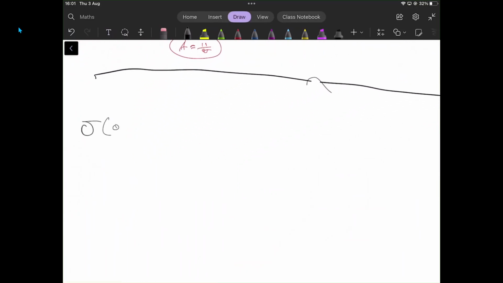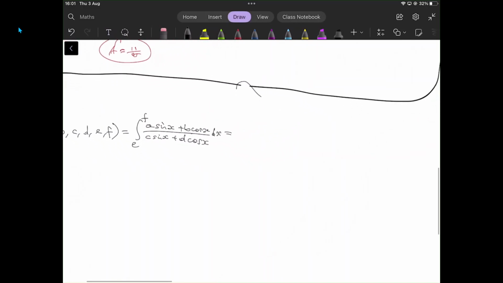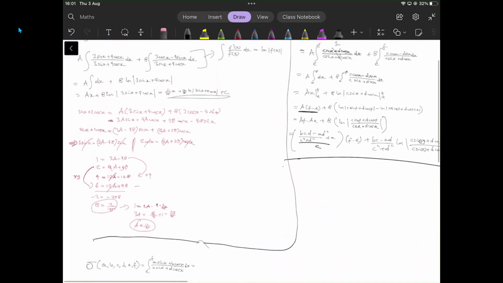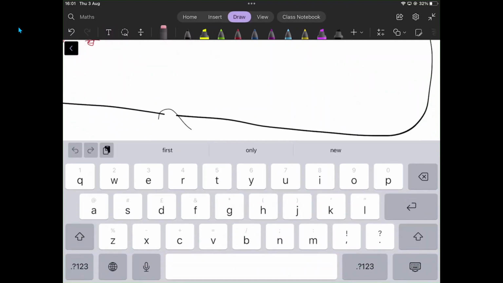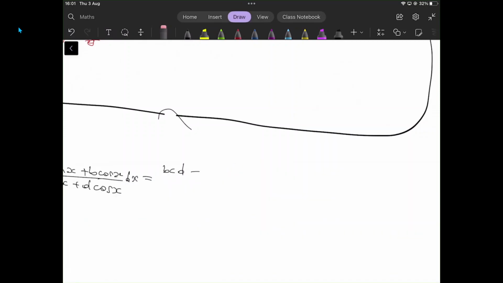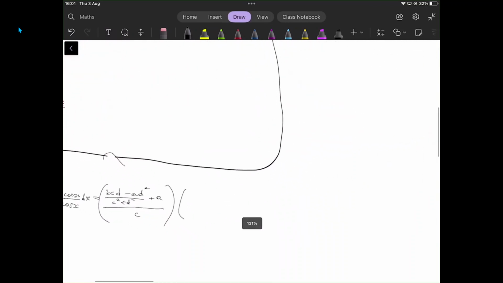Sigma of A, B, C, D, E, F is defined as the integral going from E to F of A sine x plus B cosine x all over C sine x plus D cosine x dx, which according to our computations was equal to BCD minus AD squared over C squared plus D squared, plus A all over C, multiplied by F minus E, of course.